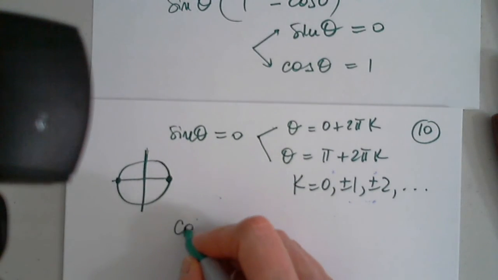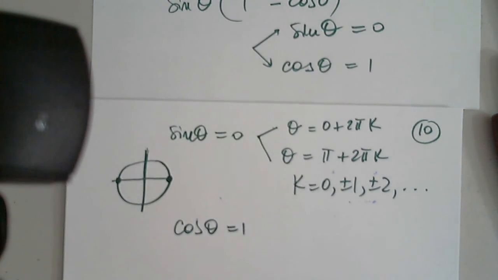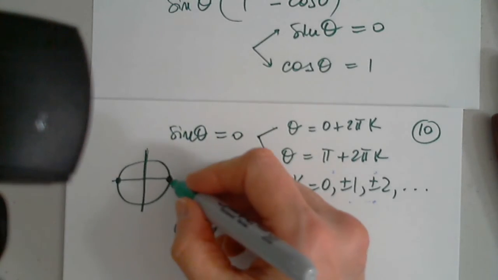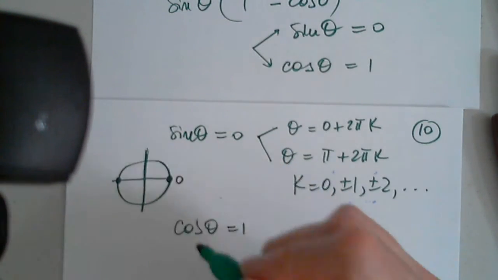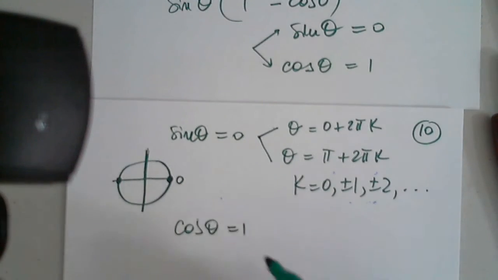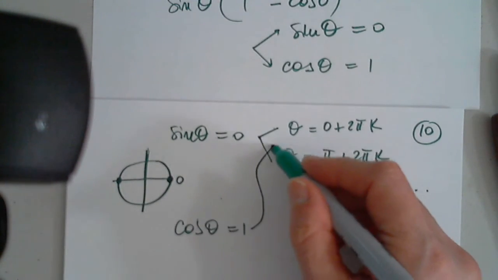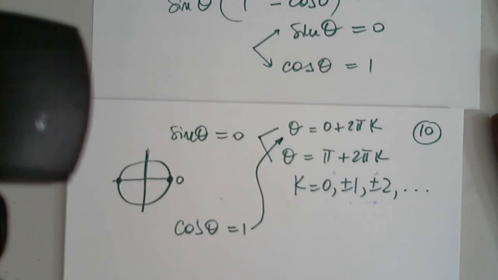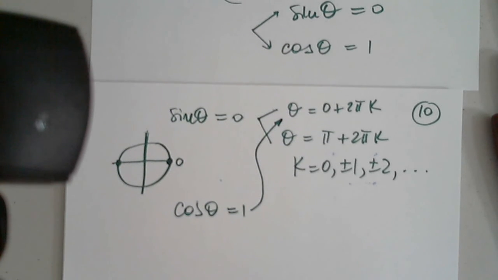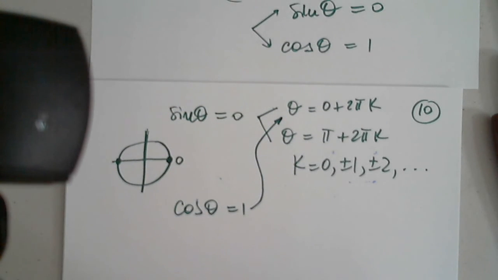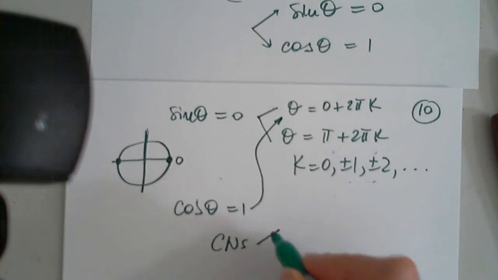And what about cosine theta equals 1? Where is cosine 1? Pi over 2 and 3 pi over 2. Cosine 1 is only at 0 or 2 pi. But there is no need to write that again because it's already in here. So, critical numbers.